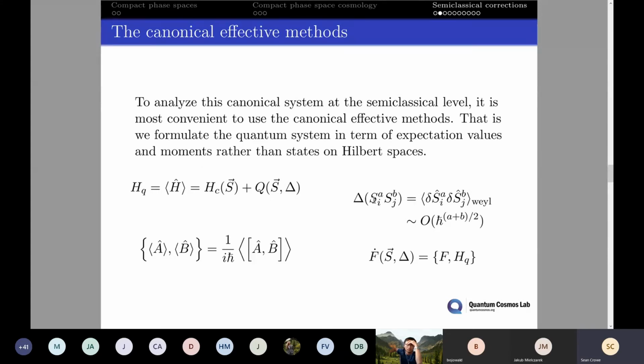The Hamiltonian generating the dynamics for these things is given here. It's just the expectation value of the Hamiltonian constraint. And if you do some algebra on this, you find it's just the classical Hamiltonian plus some quantum corrections, which are parametrized by the moments.